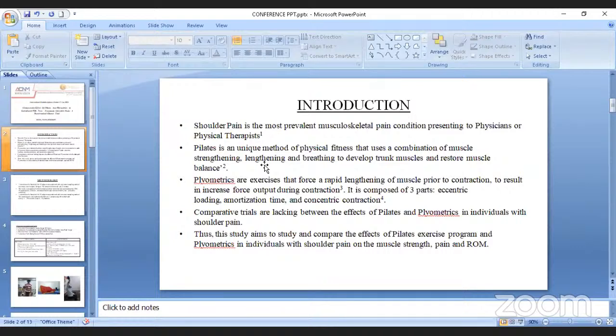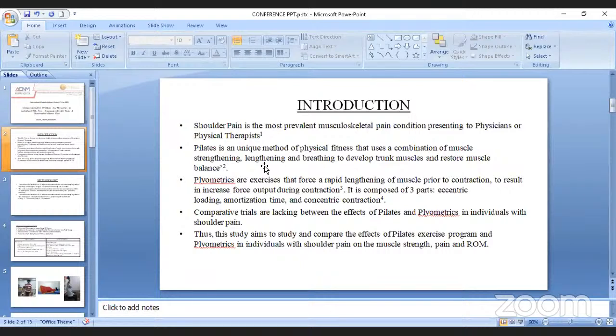In recent years, Pilates has proven to be effective in therapeutic conditions as well as in healthy individuals. Pilates is a unique method of physical fitness that uses a combination of muscle strengthening, lengthening, and breathing to develop trunk muscles and restore muscle balance. These exercises focus on pain-free motion, concentration, and relaxation along with breathing.